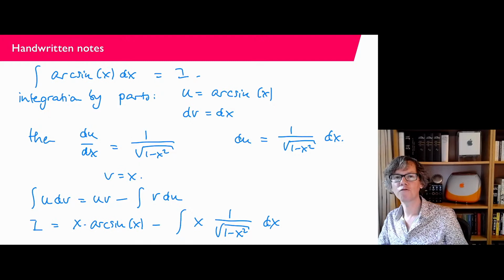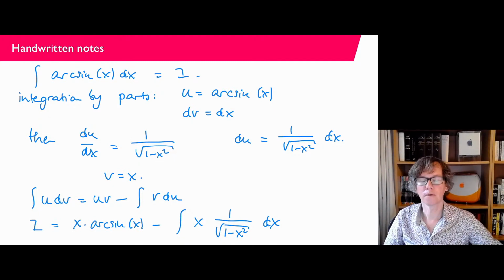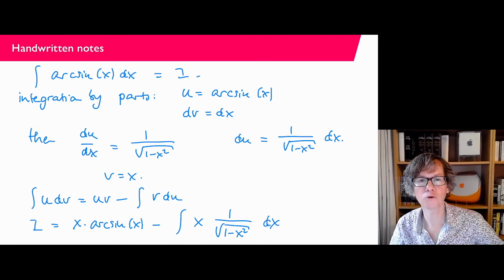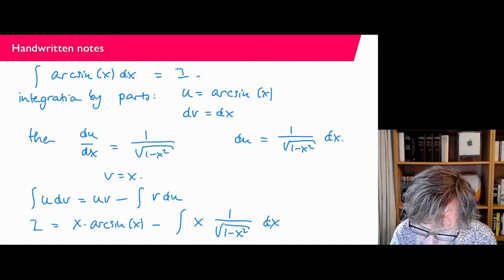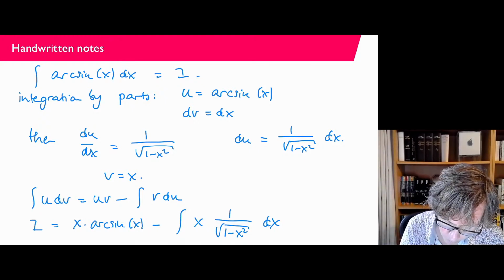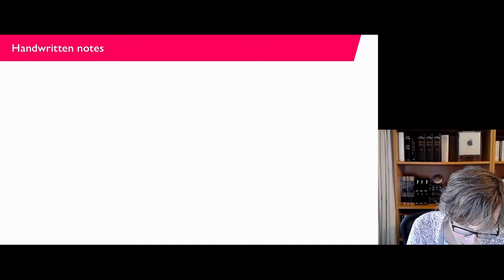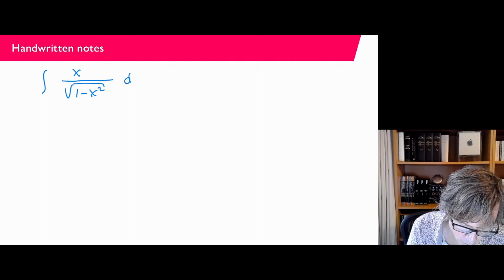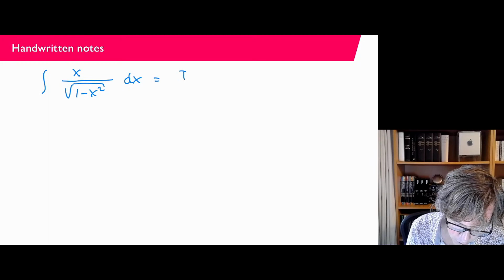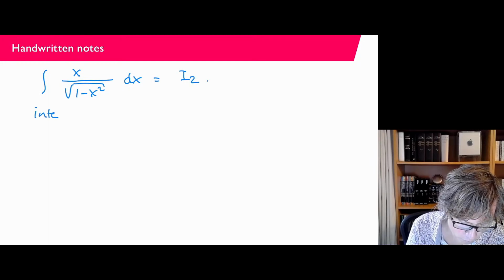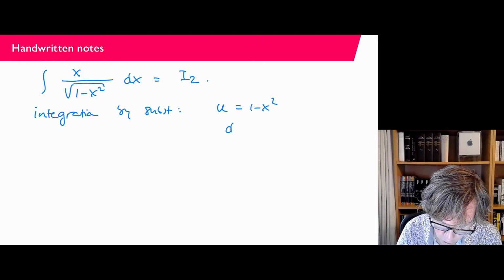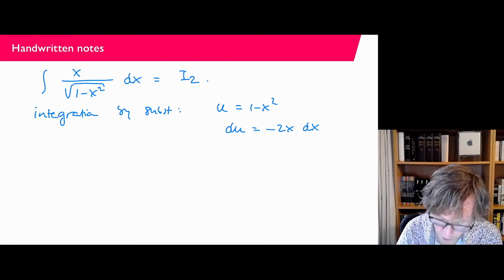And that is quite nice, because now, if you look, I can do integration by substitution here. Because I have the square root of 1 minus x squared, I can do the substitution u equals 1 minus x squared. So different u from the one we've just seen. So let's do that. So let us compute separately the integral x over square root 1 minus x squared dx. So this is going to be I2. So this one I do with integration by substitution. And I'm going to do u is 1 minus x squared, then du is minus 2x dx.